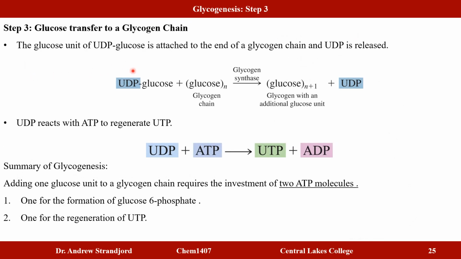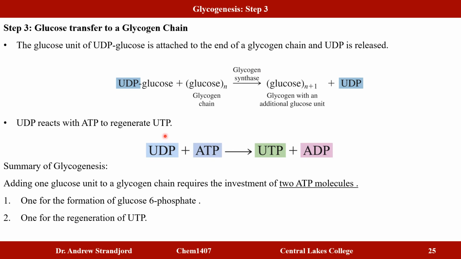The third step is to take my UDP glucose molecule and react it with my glycogen chain, which is just a series of glucose molecules, in the presence of an enzyme, to form a growing chain of glucose molecules, adding one glucose unit. In that process, I produce a UDP molecule.